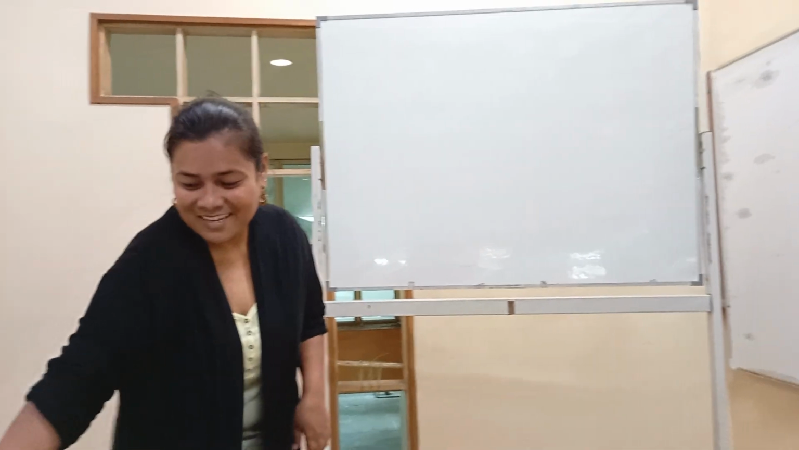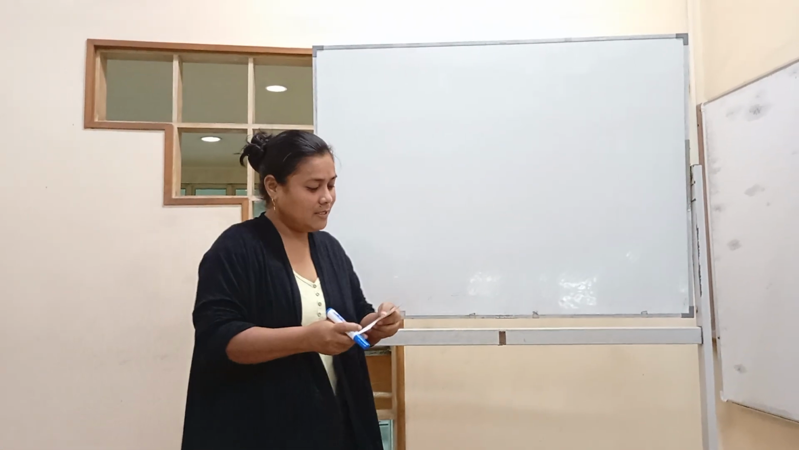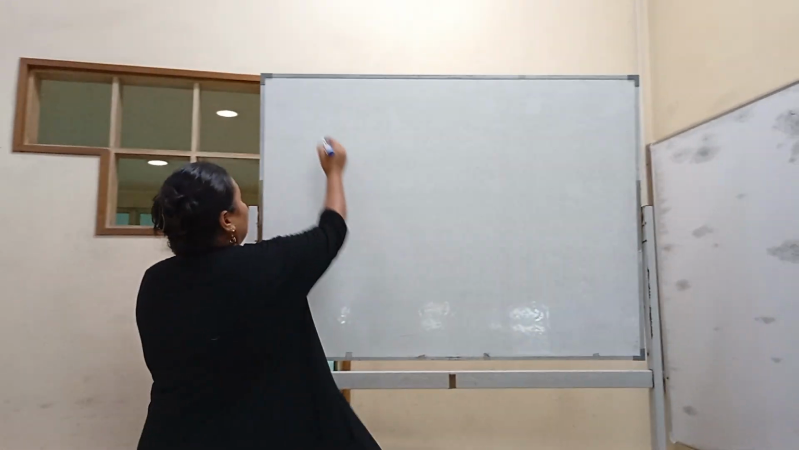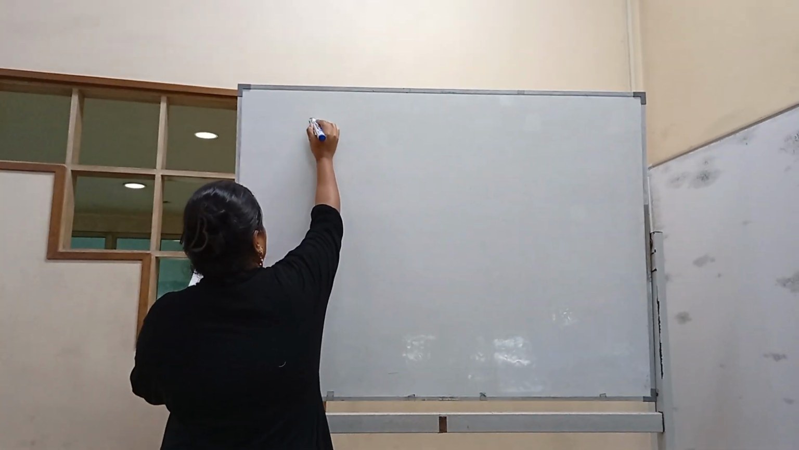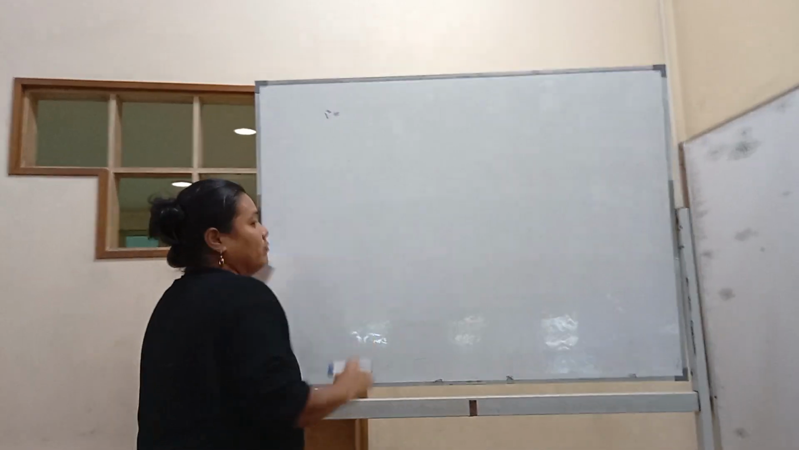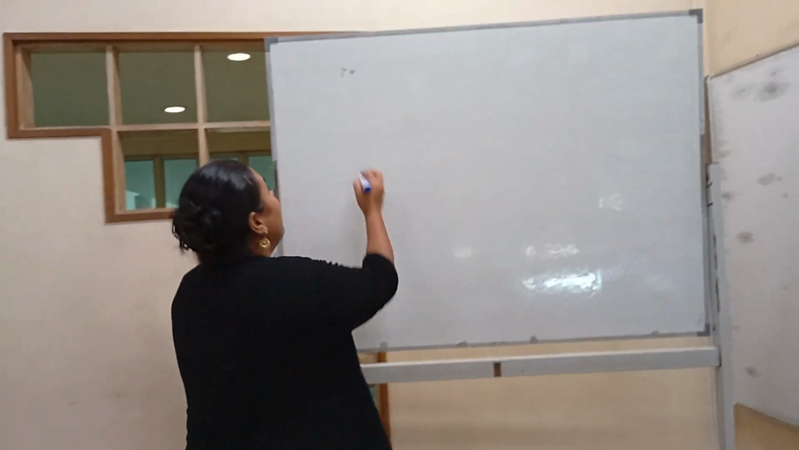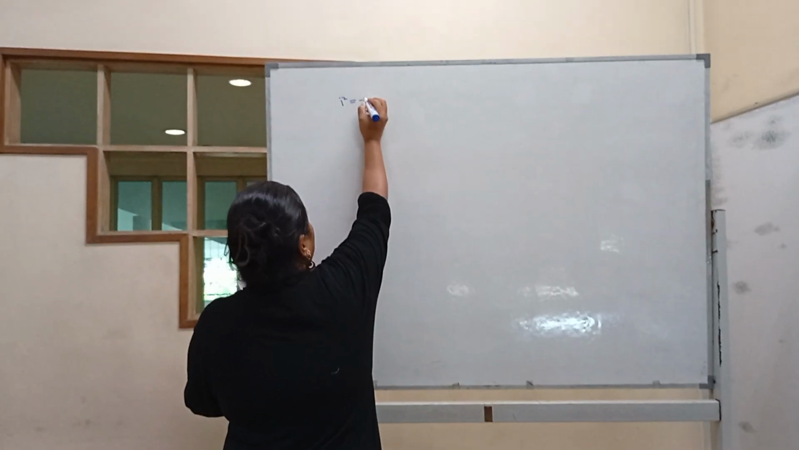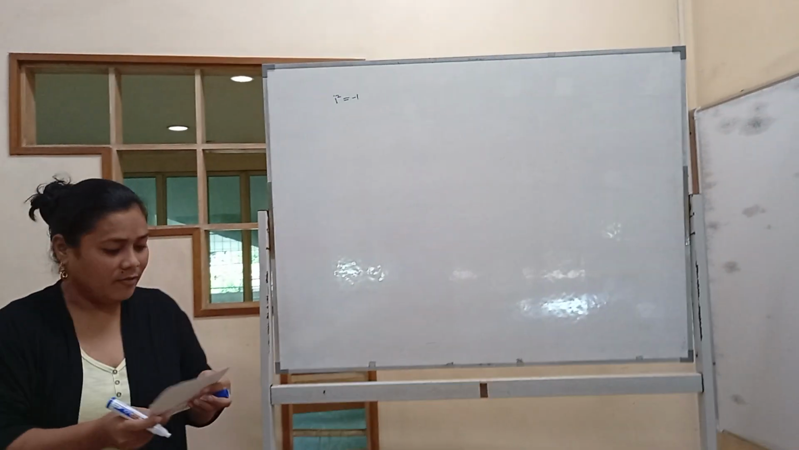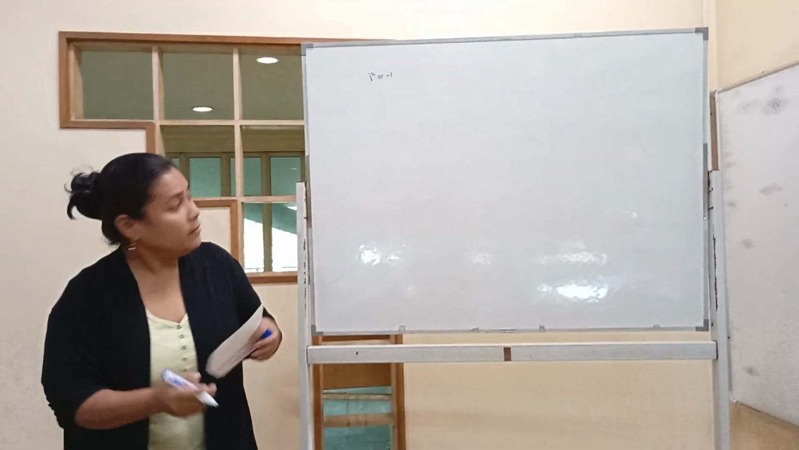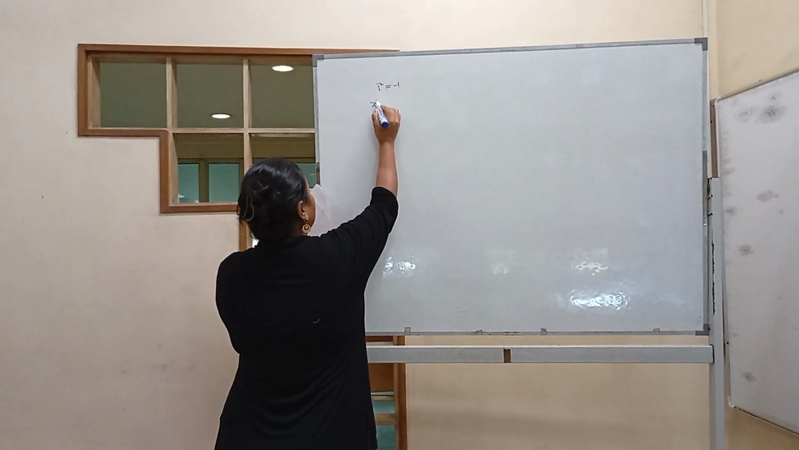Good afternoon, madam. Okay, what we did yesterday is what? What is i squared equal to? Yesterday we learned that i squared is equal to -1. Okay, very good.